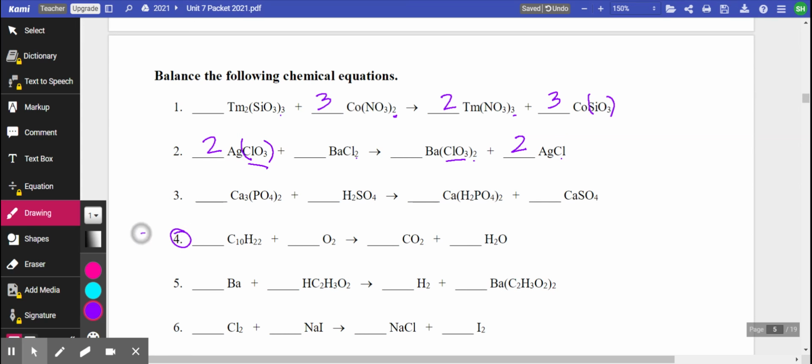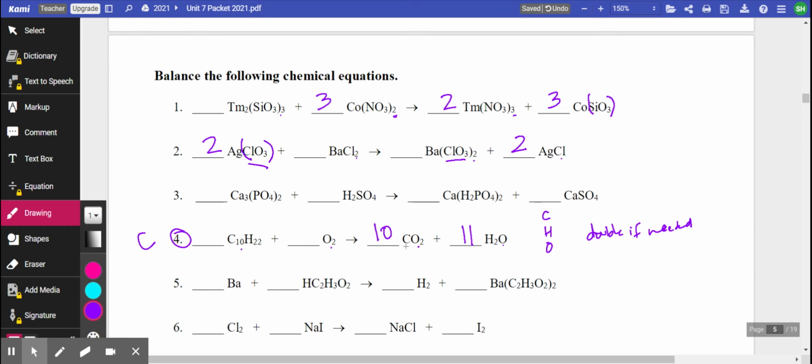Number 4 is a great example of a combustion reaction. And how do I know that? It's got a hydrocarbon reacting with oxygen to make CO2 and water. Okay? So this is the one you use CHO and then double if needed. So if you have like an odd number of oxygens on one side and an even number on the other, you might have to double. So I'm going to start with my carbons. I have 10 here, so I'm going to put 10 here. 22 hydrogens, so I need 11 right here in front of water.